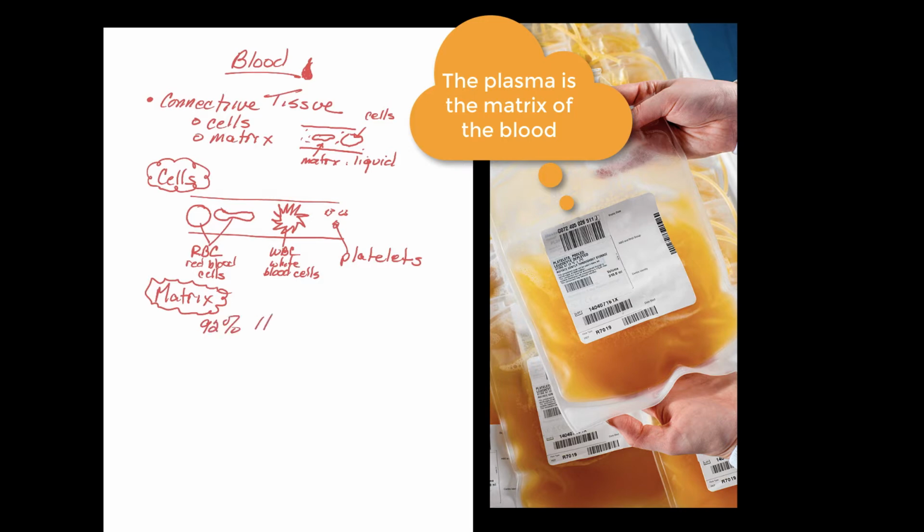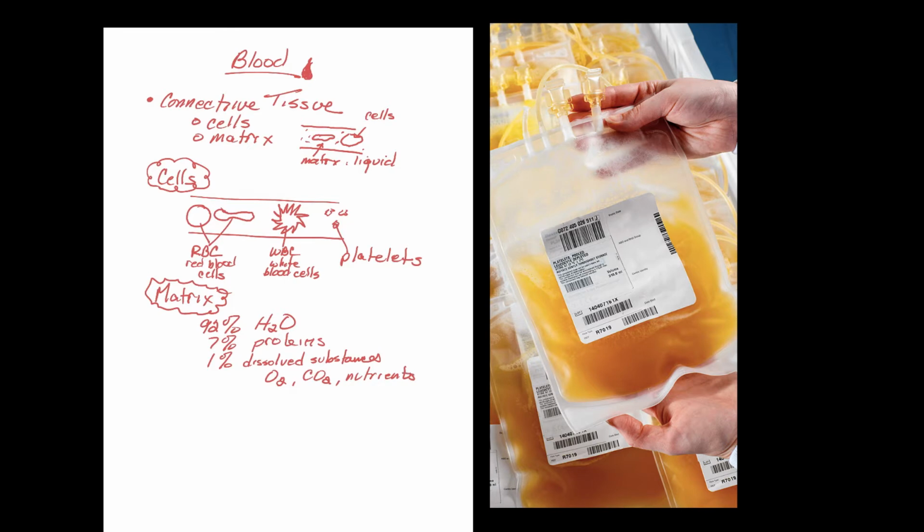So talking about the matrix is the plasma, because that's the liquid part. It's nothing more than that. 92% of that is water. 7% are specific proteins to have specific jobs. And then the last percent is dissolved things like nutrients and hormones and oxygen, carbon dioxide. Just all of those things are dissolved in the matrix of blood, which is the plasma. And that image is just showing you that in addition to donating blood, people can donate just the plasma.